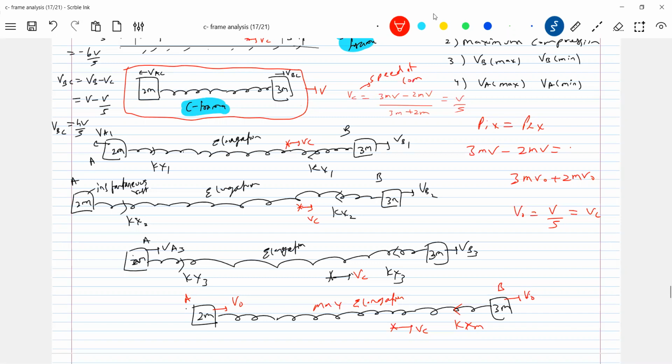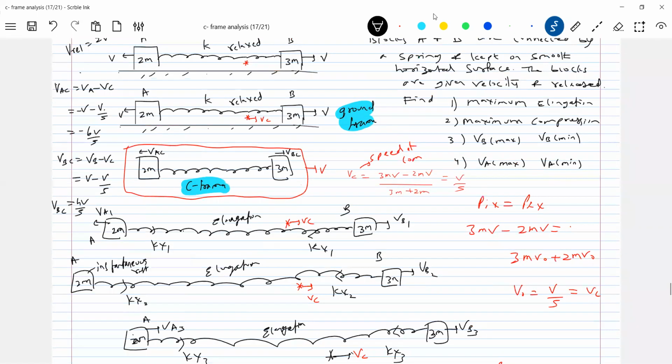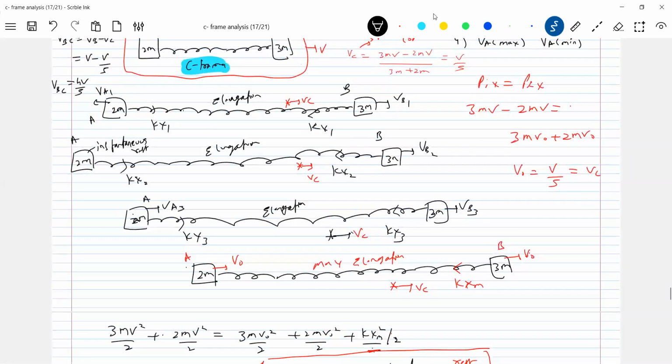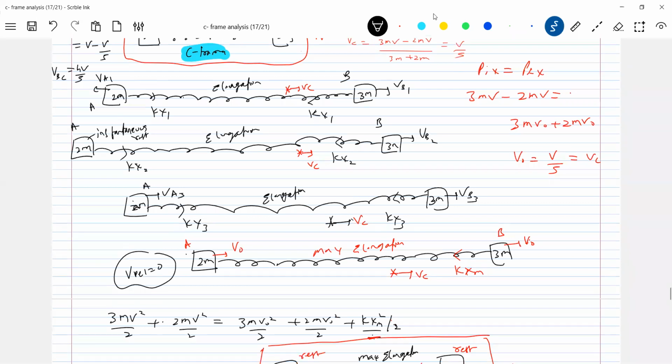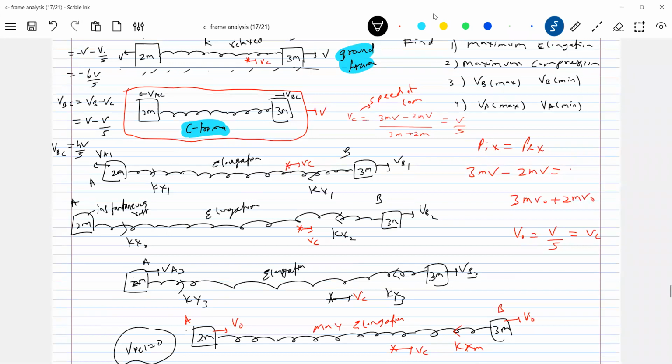Again, take help of initially what is V relative. Again, this is going to help us. What is V relative? It should be 2V, no? And what is V relative at maximum elongation? Should be 0. Take help of this. Both will have common velocity. Now, how to calculate the maximum and minimum speeds? I'm bringing the question: maximum speed of block A, minimum speed of block A.